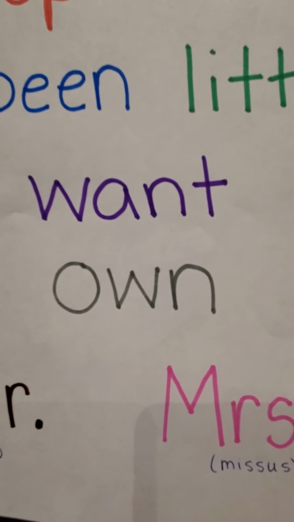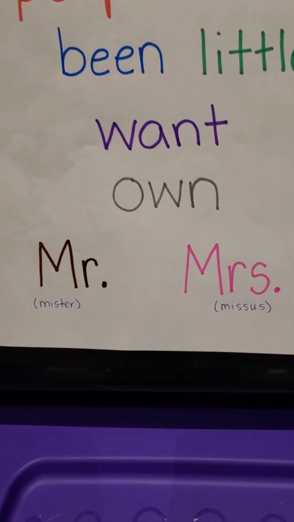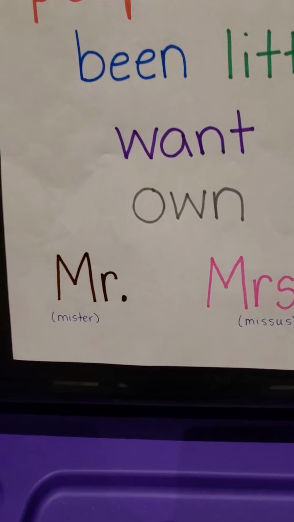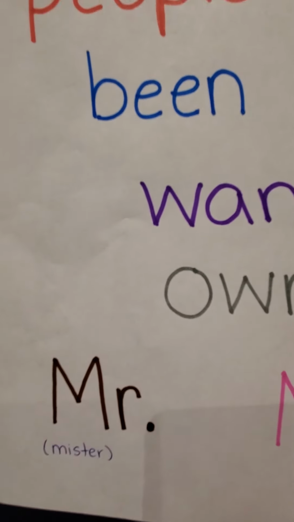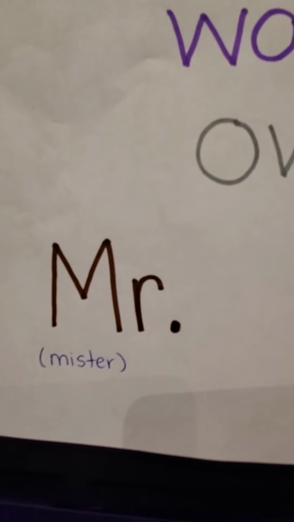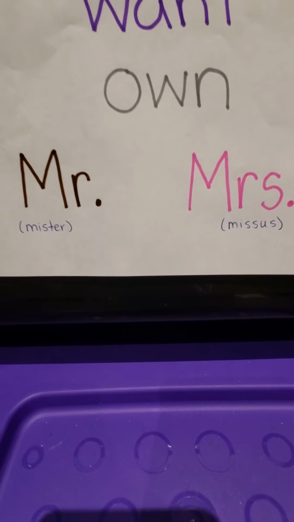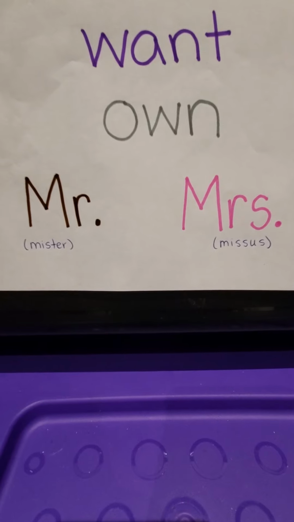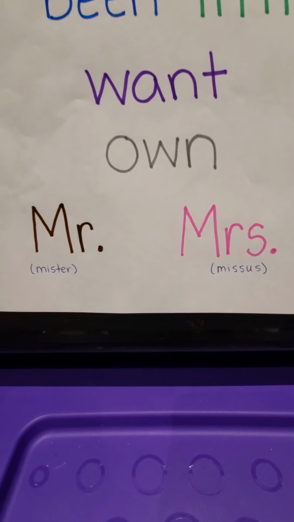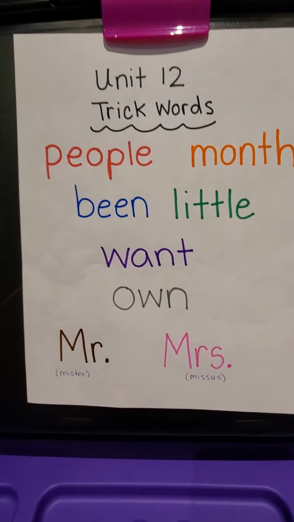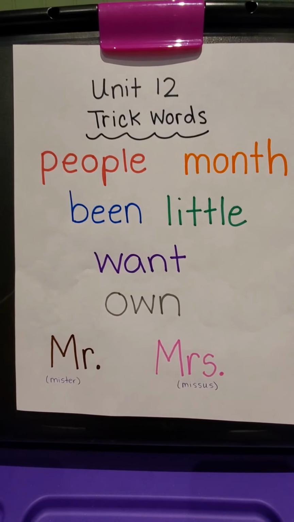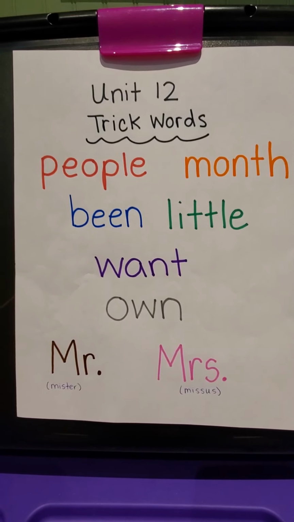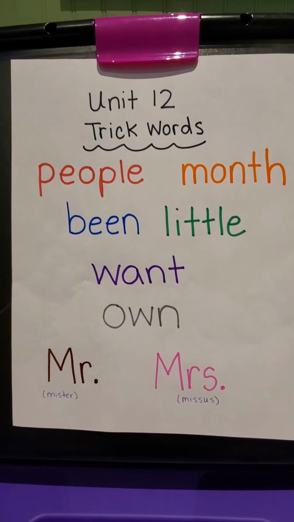O-W-N. Own. And then we have those abbreviations on the bottom. You only have to know the abbreviation, not the whole word. So it's M-R period for Mr. and M-R-S period for Mrs. And what's very important about Mr. and Mrs. when you write it, it has to have, what do you think? A capital. Yes. Okay. So I hope this review was helpful. And I know we'll all do a great job on our test.